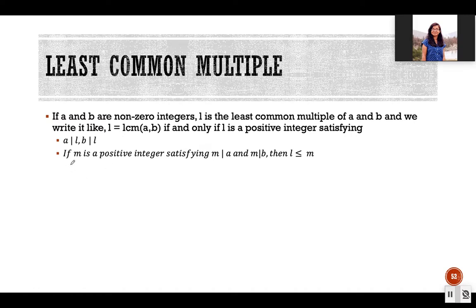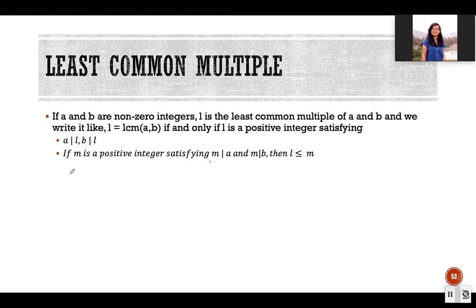And if there are other positive integers that satisfy the same thing, meaning other common multiples, then all of those other positive integers are going to be larger than L. So it's actually simple.